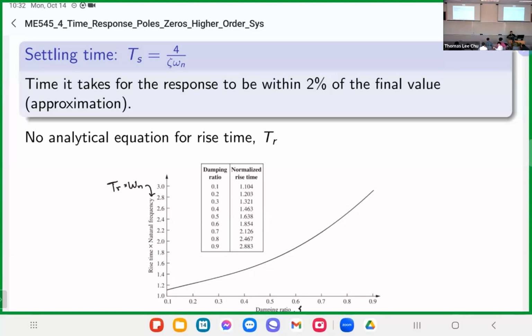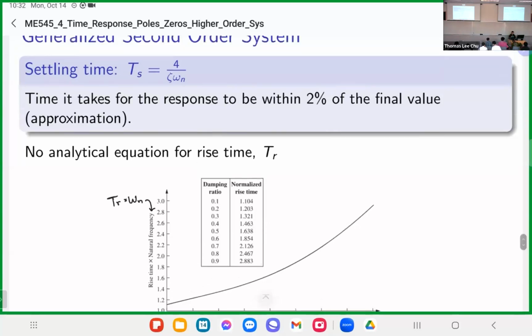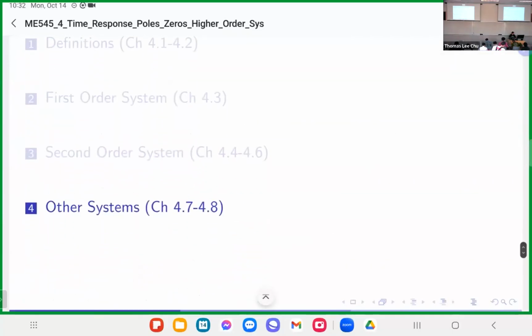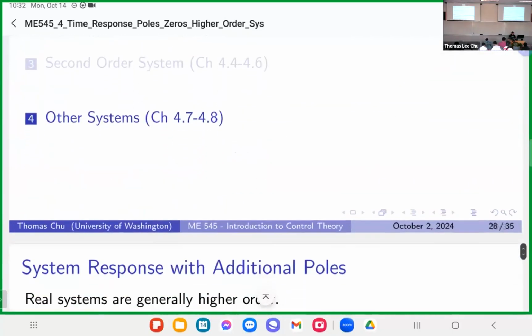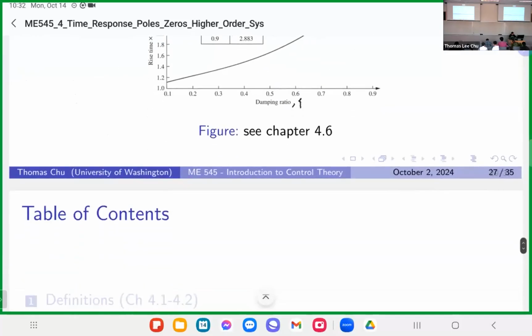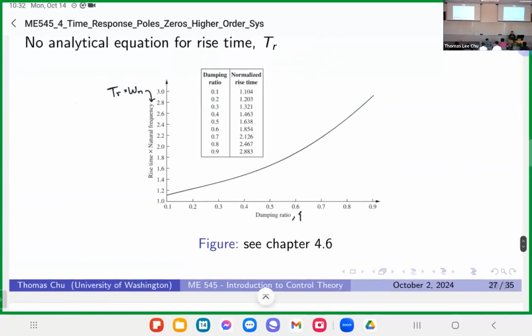And all material covered from today onwards will not be on the midterm. So we ended on second order systems. Anything beyond second order systems, like high order systems, will not be on the midterm. Basically, lecture slides, lectures 1 through 4 up to this page, will be fair game on the midterm. And I'll make an announcement about the sections that will be covered on the midterm.